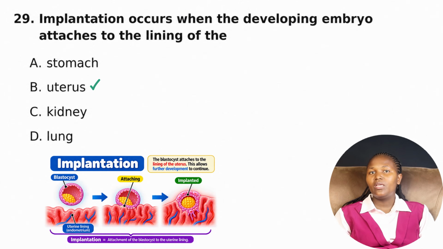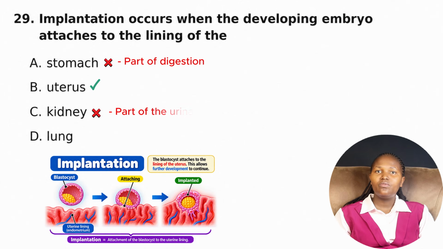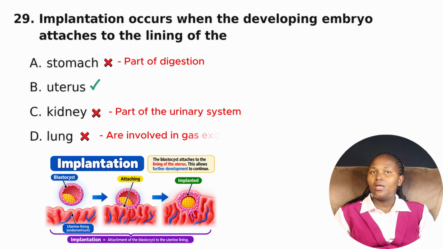Now it moves to the lining of the uterus, and this allows further development to continue in the uterus. The stomach is part of digestion, the kidney is part of the urinary system, and the lungs are involved in gas exchange. They have nothing to do with reproduction. Now let us move on to question number 30.